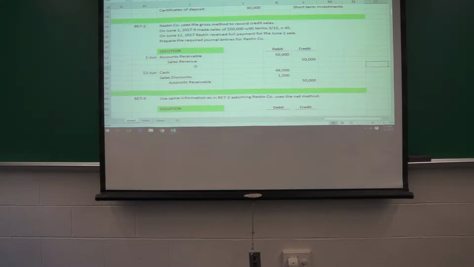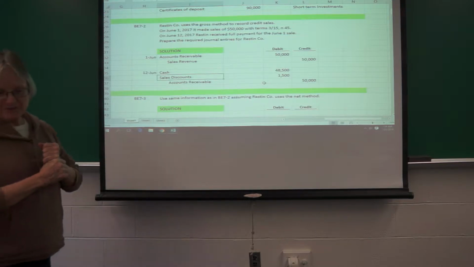On June 1st, we simply book accounts receivable of the full 50,000. And then when they pay within the discount period, this is within 15 days, the account receivable is satisfied, but they're only going to send a check for 48.5, which is the net amount. And so we're going to debit our sales discounts, and we're done. Okay, that's what you did in AC 102, no problem there.